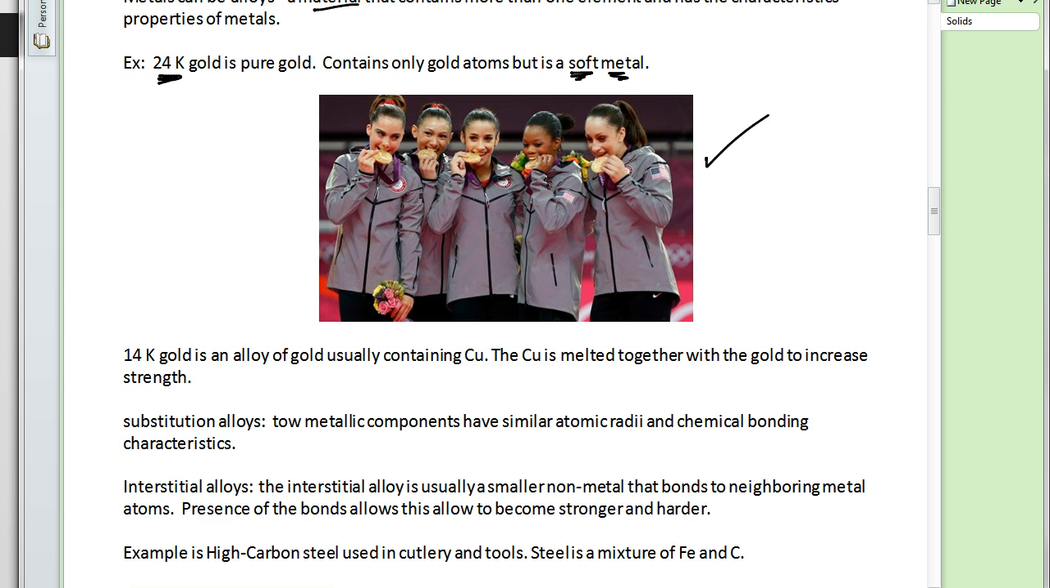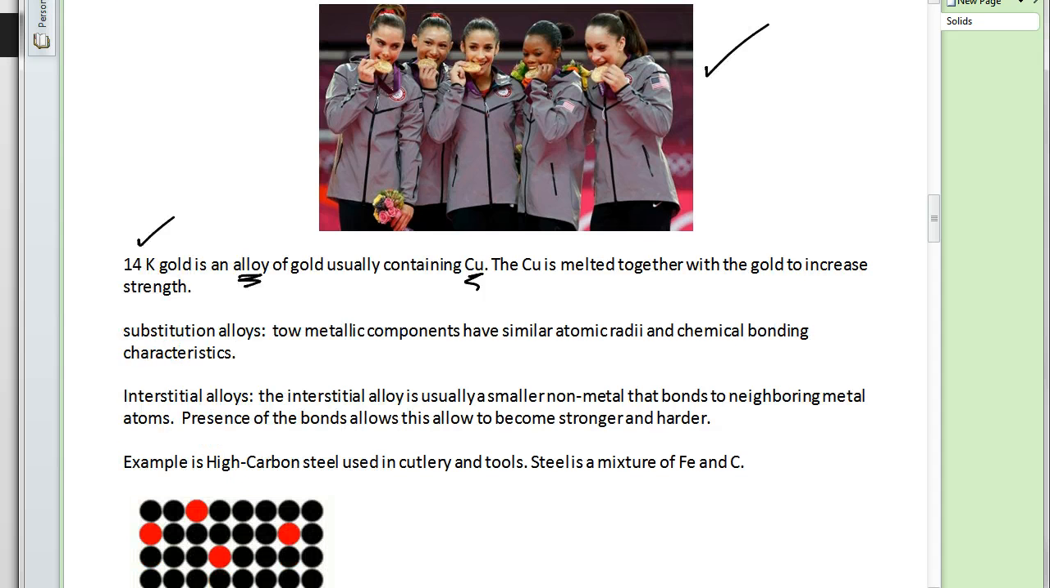One of the things that can combat this soft metal, always having dings and tooth marks in gold things, is you can make 14 karat gold. Now, 14 karat gold is an alloy. It's a mixture of gold and copper. They melt these two together, and this increases the strength while still retaining some of the characteristics of gold, that nice shiny gold color, and the copper will add a little bit of orangish color to it as well.